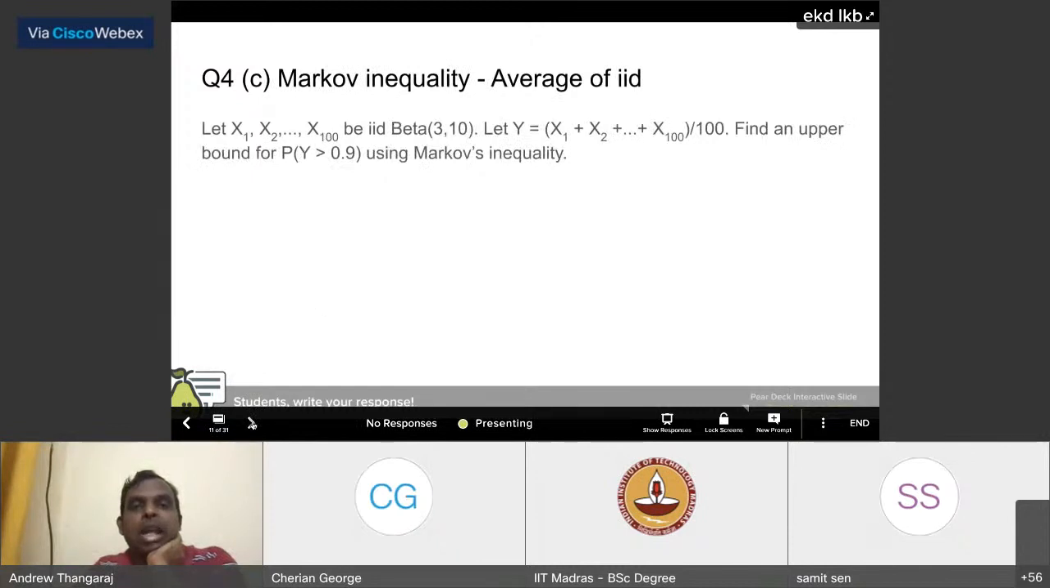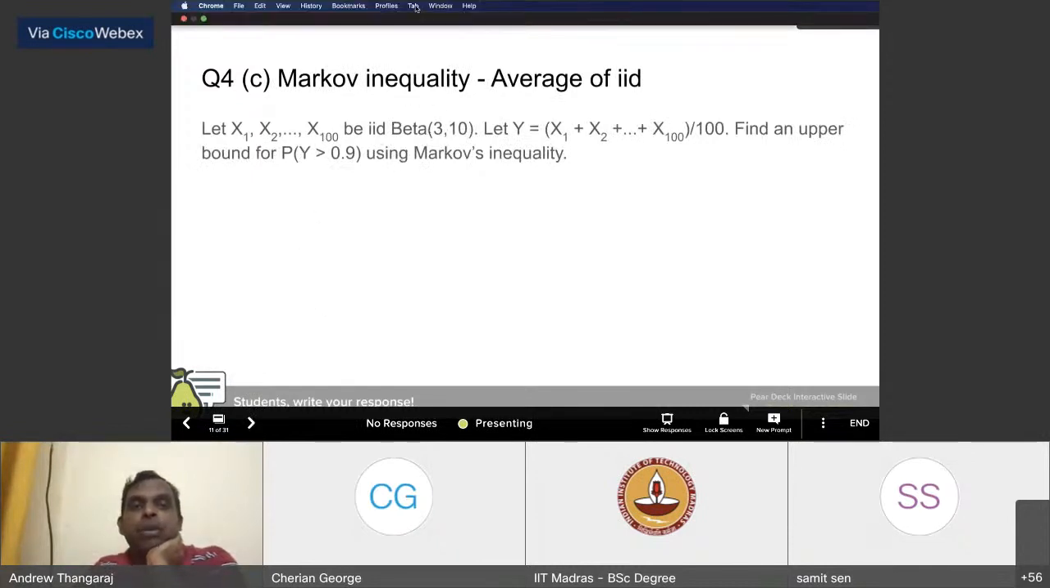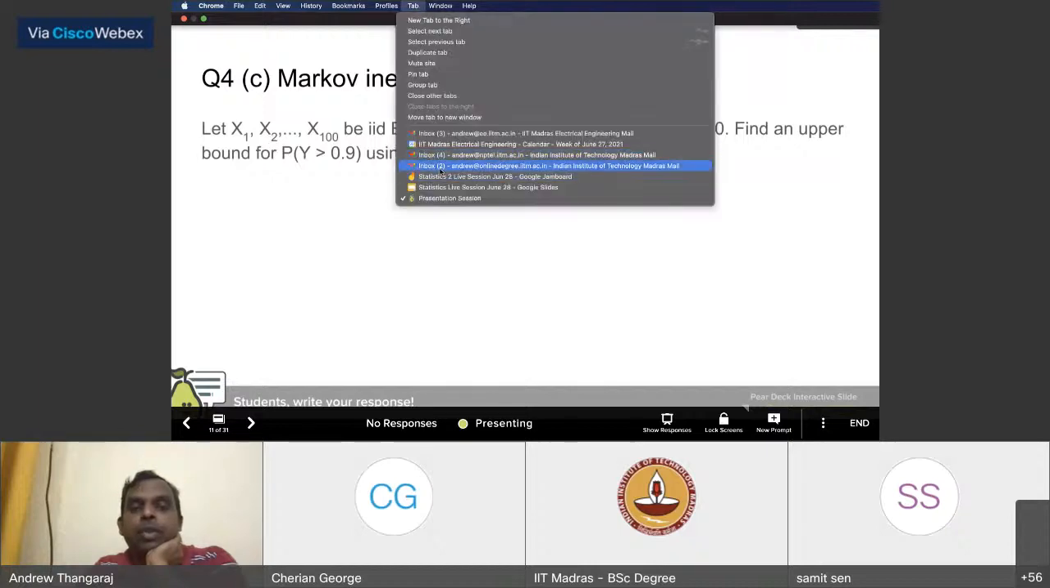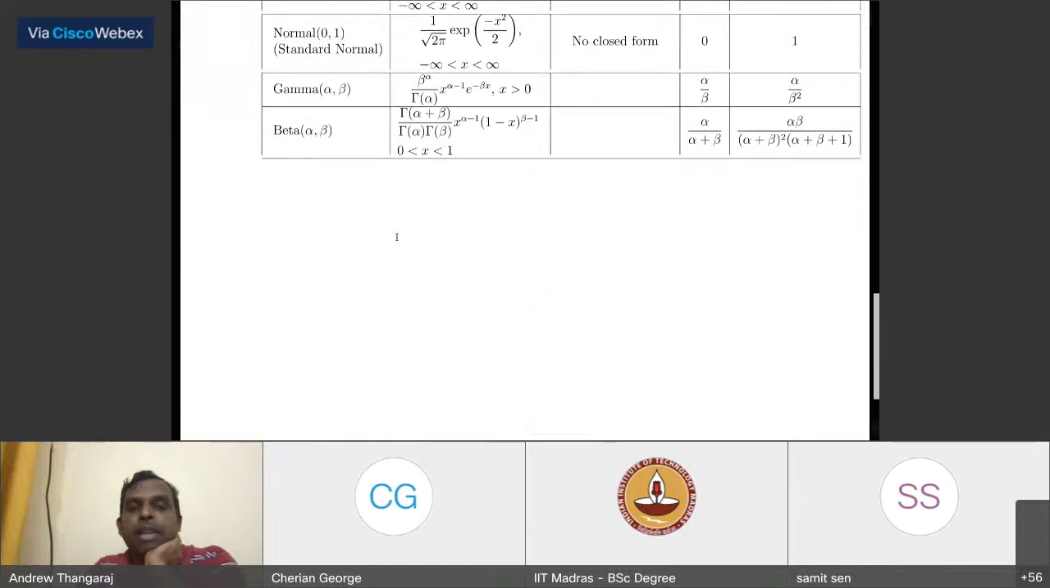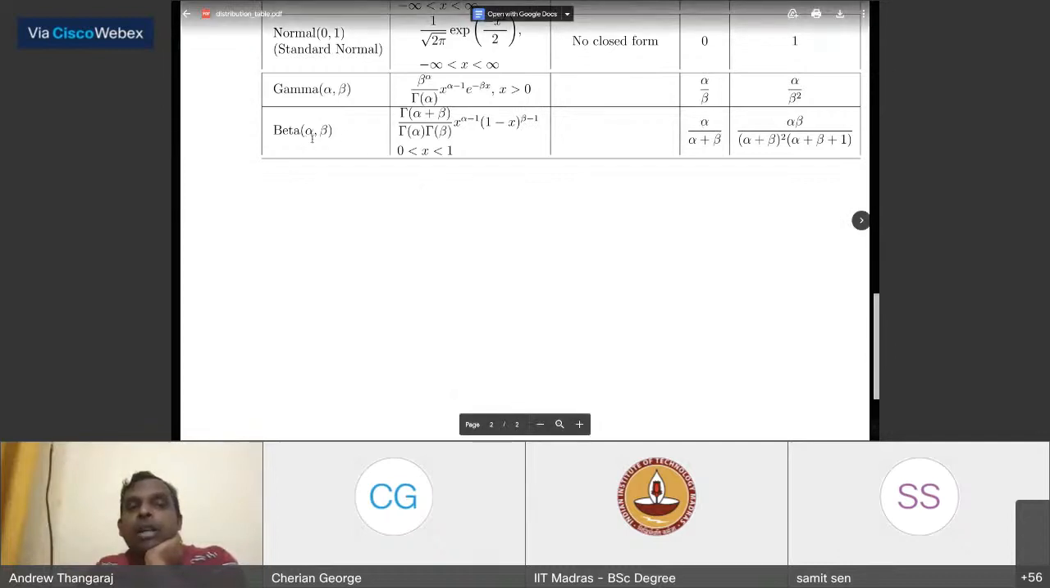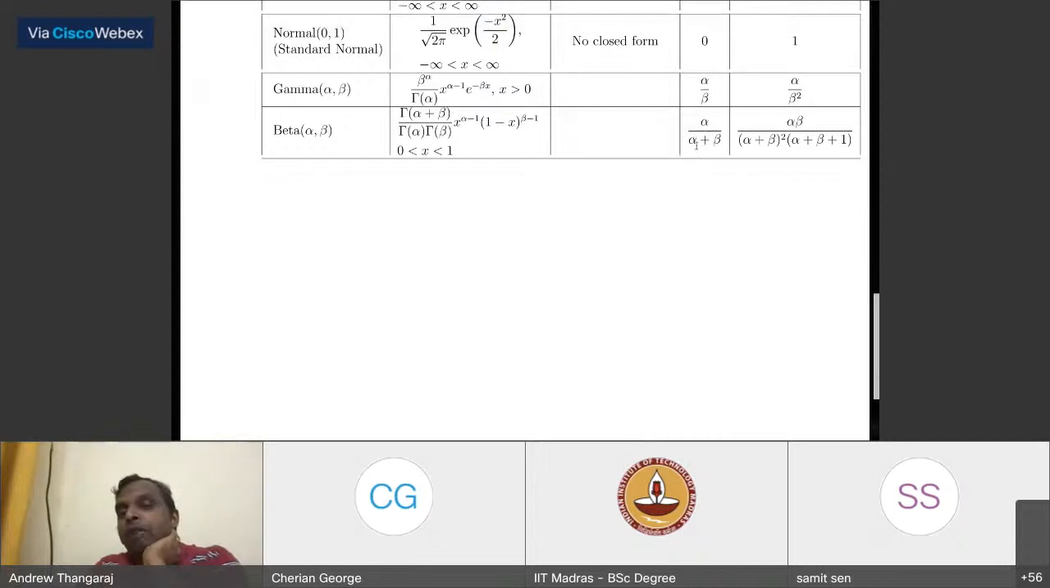Okay, so the last problem involves a beta distribution. So let me just bring up the formula for the beta for you. The beta distribution is a continuous distribution taking values in the interval 0 to 1. There's the PDF for you, but here is the important formula. For Beta of alpha, beta, the expected value of x is alpha divided by alpha plus beta. Okay, it's alpha divided by alpha plus beta.